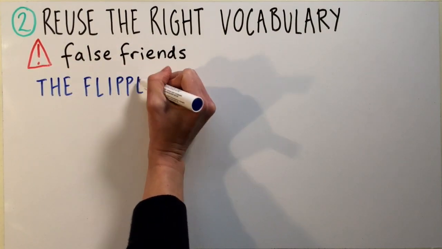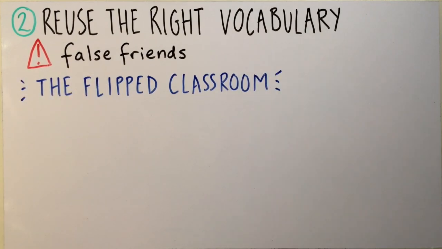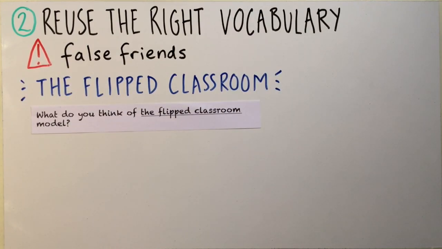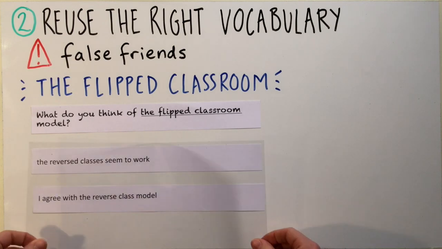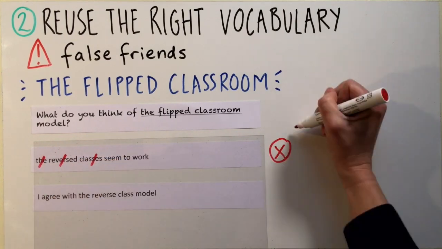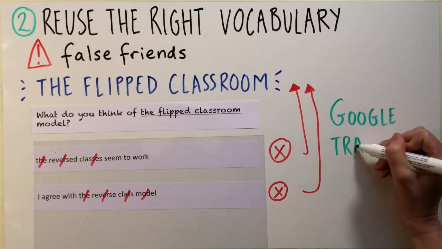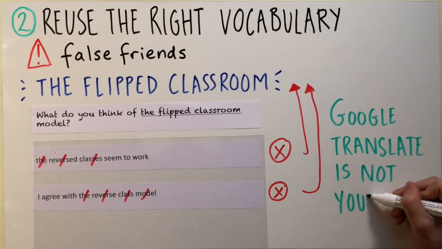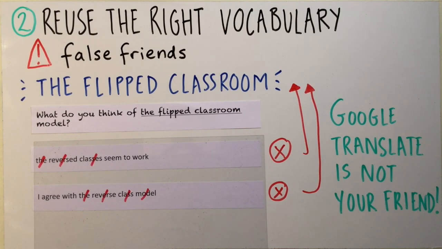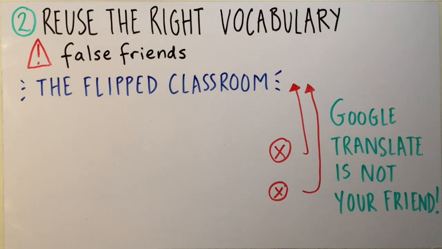In the education module, you watched a video about the flipped classroom, and you were asked to think about the flipped classroom model. What do you think about it? Here is what some students wrote. None of these are right. They should have said the flipped classroom. Don't automatically go to Google Translate to check your words. Use the words that you have learnt in the module.